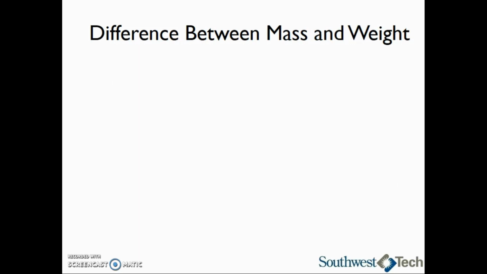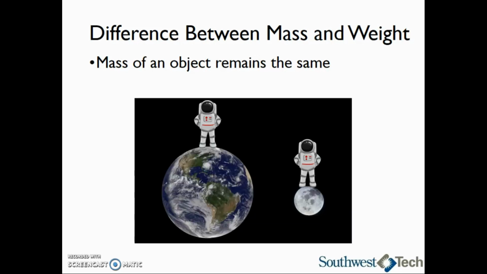The mass of an object remains constant because it is simply a measure of the amount of stuff that makes up the object. If we have an astronaut on Earth, let's say their mass is 135 kilograms. The mass of that astronaut will also be 135 kilograms on the Moon because the astronaut isn't changing size when they go from the Earth to the Moon.